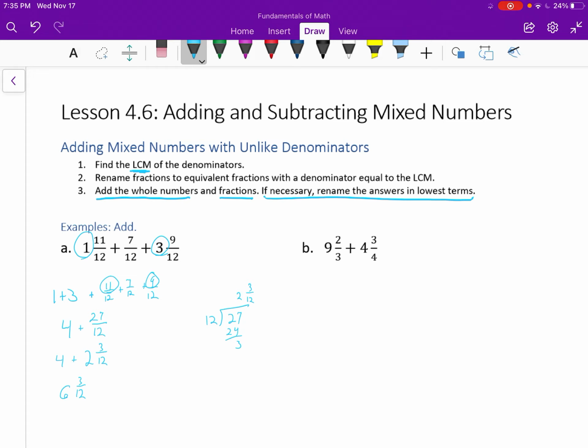And we're checking our fraction here. Is this in lowest terms? It is not in lowest terms. Each of those can be divided by 3. We don't do anything with that 6. The 6 is 6. We're just looking at the fraction. Divide both of those by 3, so we have 6 and 1/4.